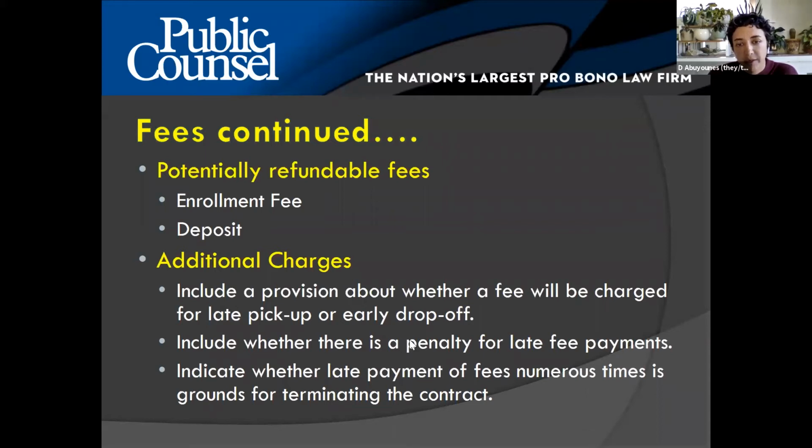You can also include whether there's a penalty for late fee payments. So if they pay their childcare fees late, you can charge a penalty fee. And you can also indicate whether late payment of fees numerous times is ground for terminating the contract. And we'll talk more about termination in further slides as well.